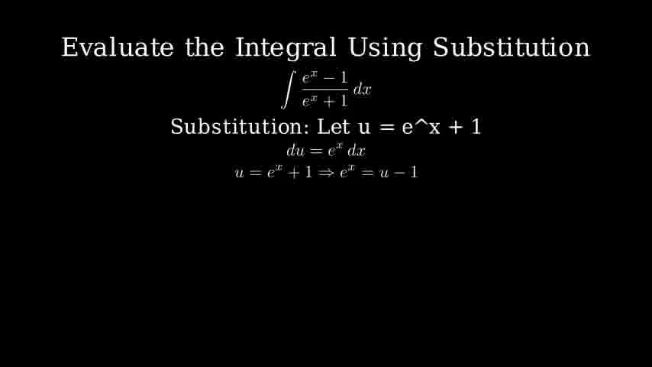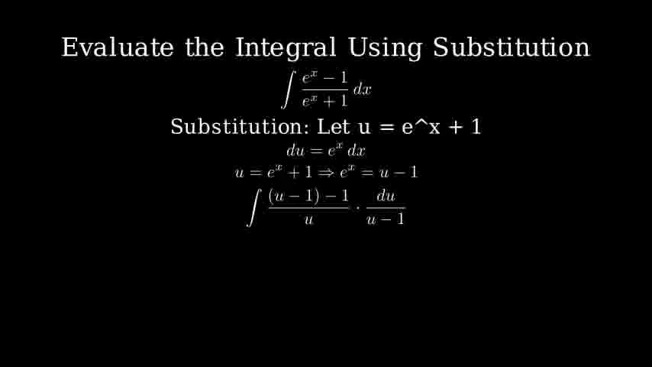Now, let's rearrange the expression for u to solve for e^x in terms of u. From the substitution, we have u equals e^x + 1. Solving for e^x, we get e^x equals u minus 1. Now we can rewrite the integral in terms of u.